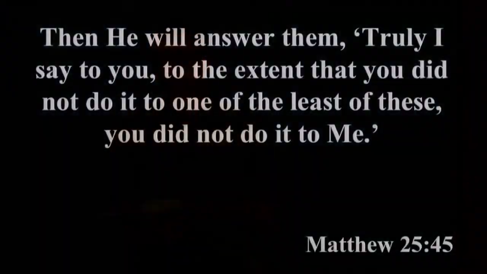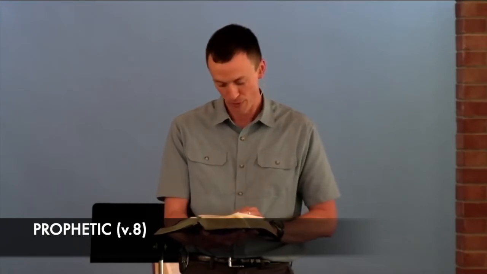And then if you jump down to verse 45, to those who didn't serve and give and love, he says, "Truly I say to you, to the extent that you did not do it to one of the least of these, you did not do it to me." You missed your chance. You didn't serve, you didn't love, you didn't give when you had the opportunity. Take the opportunities for worship when they are available. So it was good and it was timely, but there's another element, and that is the fact that it was prophetic. What this lady did to Jesus was prophetic.